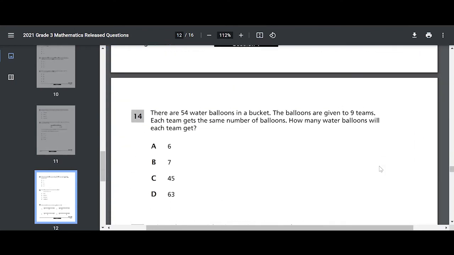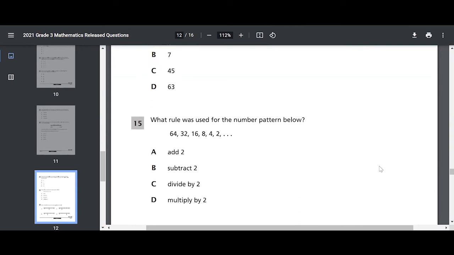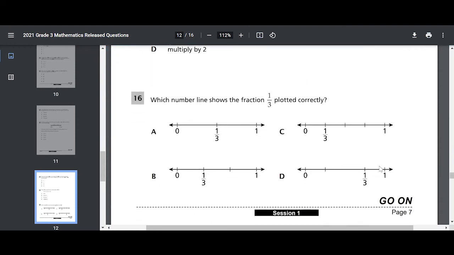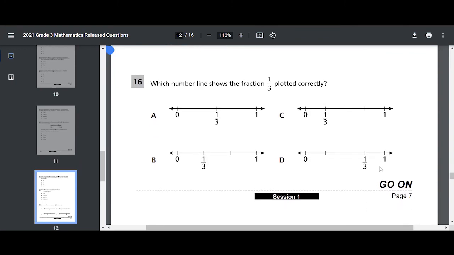Number 14. There are 54 water balloons in a bucket. The balloons are given to 9 teams. Each team gets the same number of balloons. How many water balloons will each team get? What rule was used for the number pattern below? Which number line shows the fraction 1/3 plotted correctly?